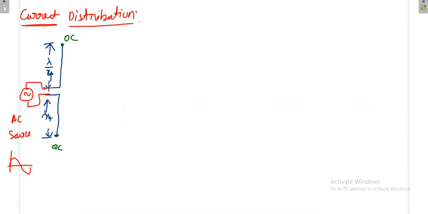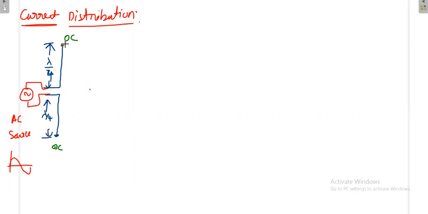Then where will the current value be maximum? The current is maximum after lambda by 4 distance. As per the transmission line concept, if something is minimum here, it becomes maximum there. So if voltage is minimum here, it will become maximum there, because you have traveled lambda by 4 distance. If something is maximum here, then after lambda by 4 distance it becomes minimum, because on the transmission line, once you travel lambda by 4, the maxima and minima get interchanged, similar to how open circuit and short circuit get interchanged.